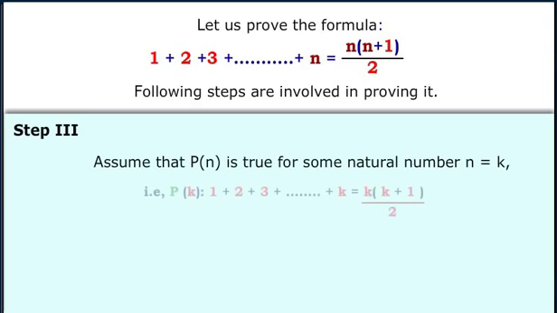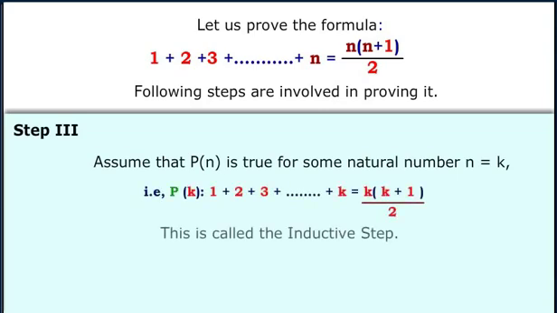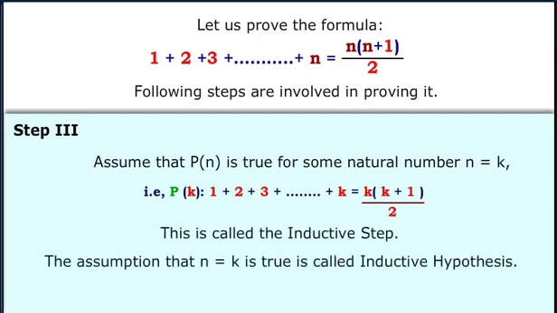Step 3. Assume that Pk is true for some natural number k, that is, Pk is 1 plus 2 plus 3 up to k equals k into k plus 1 by 2. We have assumed that this is true. This is called the inductive step. The assumption that n equals k is true is called the inductive hypothesis.